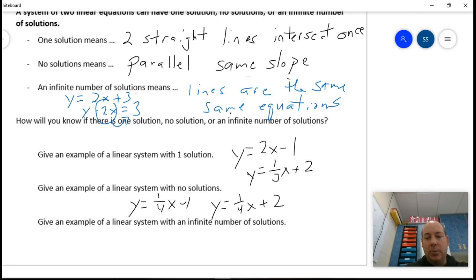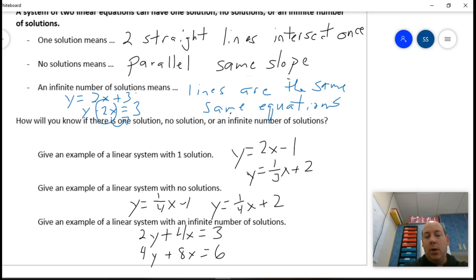And a linear system with an infinite number of solutions, again, you're just looking for two that are the same. 2y plus 4x equals 3. If I double all those, I'd have 4y plus 8x equals 6. Those are going to be the same. If I divided all those by 2, it'd be the exact same thing.